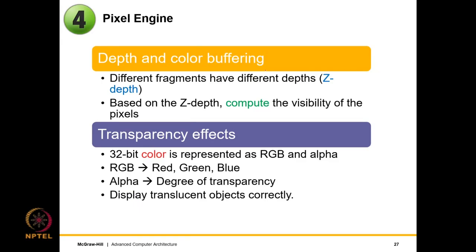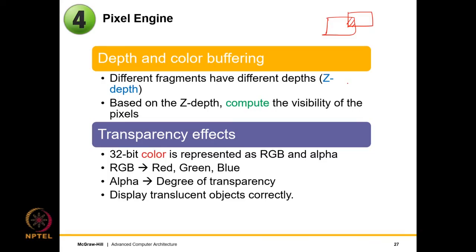Finally, we come to the last stage of the traditional GPU pipeline. It is known as the pixel engine. So the pixel engine by and large does two things. It does depth and color buffering. Different fragments have different depths. It's called the Z depth. Based on the Z depth, we compute the visibility of the pixels, because what could happen is one object could be hiding a part of the other object. So this is known as occlusion.